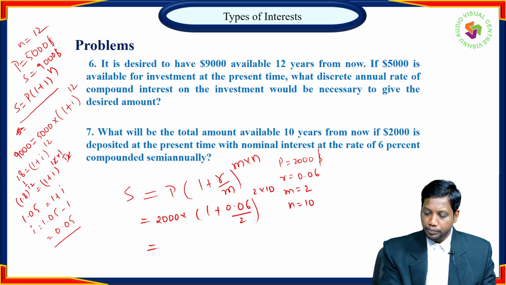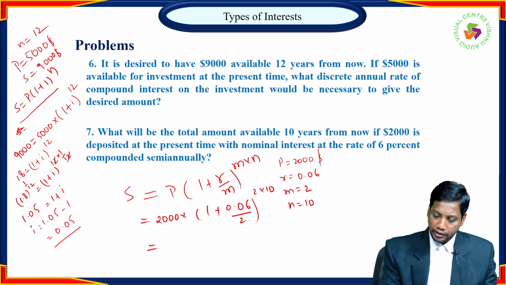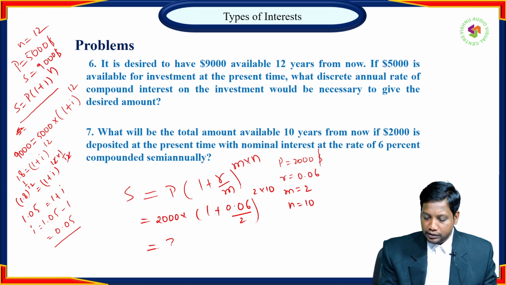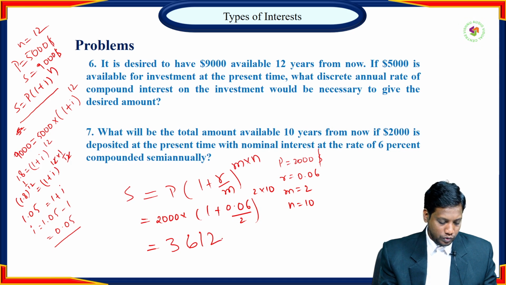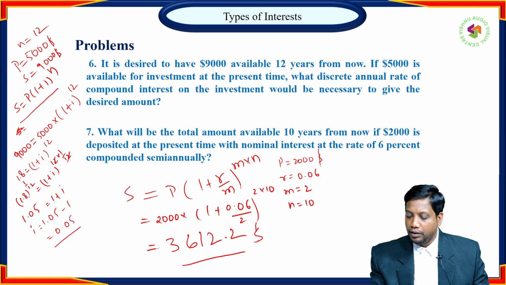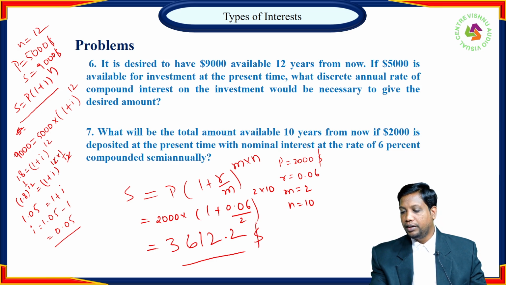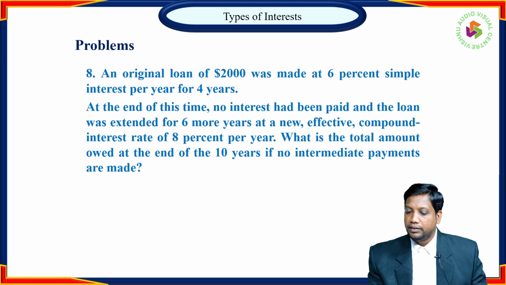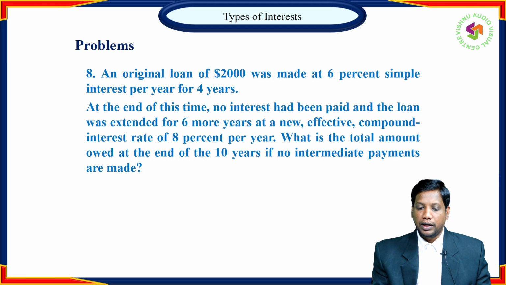So we will get approximately 0.06 divided by 2, 1.03 whole power 20, multiplied by 2000. So 3612.2. This much amount in dollars will be available after 10 years if it is compounded semi-annually. And similar to that, we will solve another problem.